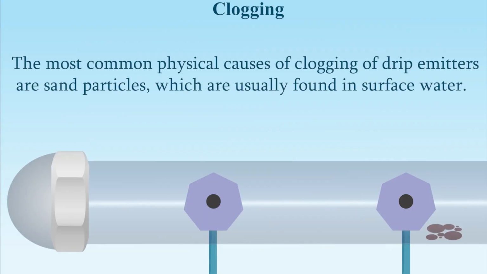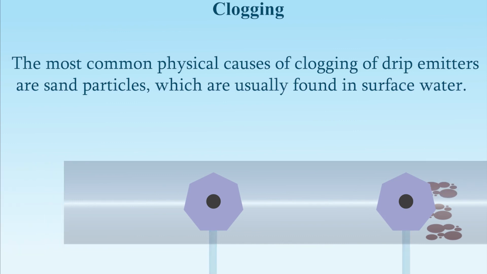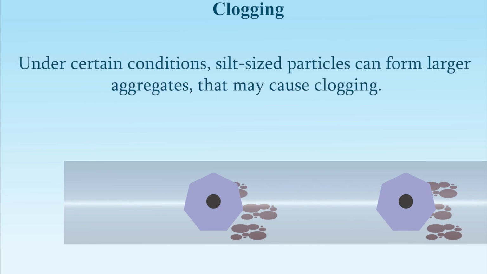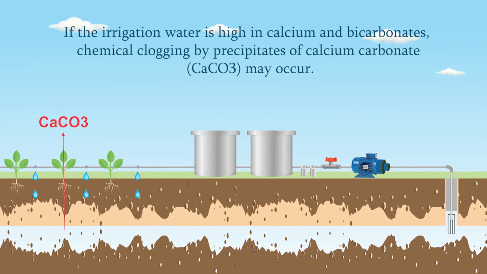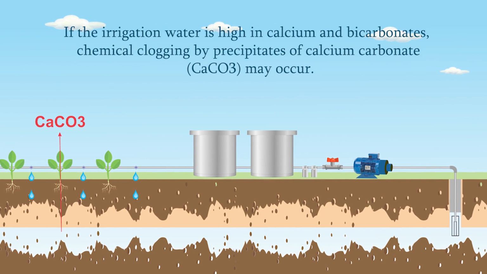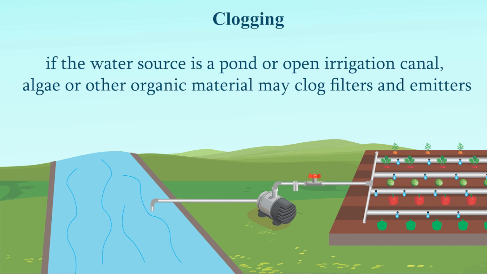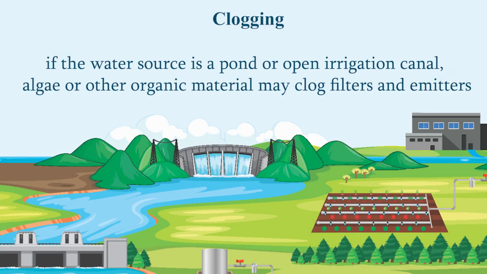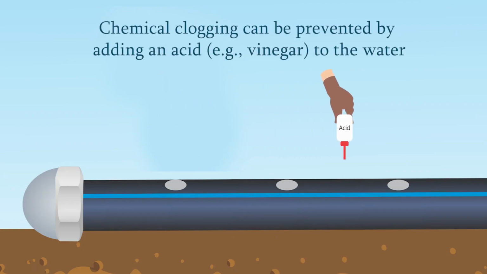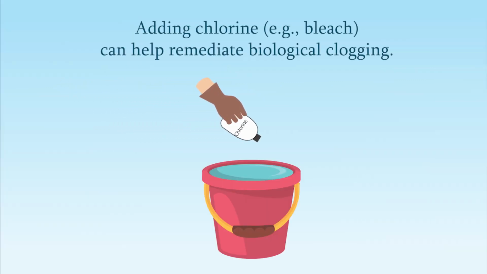Clogging. The most common physical causes of clogging of drip emitters are sand particles, which are usually found in surface water. Under certain conditions, silt-sized particles can form larger aggregates that may cause clogging. If the irrigation water is high in calcium and bicarbonate, chemical clogging by precipitates of calcium carbonate may occur. Additionally, if the water source is a pond or an open irrigation canal, algae or other organic material may clog filters and emitters. Chemical clogging can be prevented by adding an acid, for example vinegar, to the water, while adding chlorine or bleach can help remediate biological clogging.